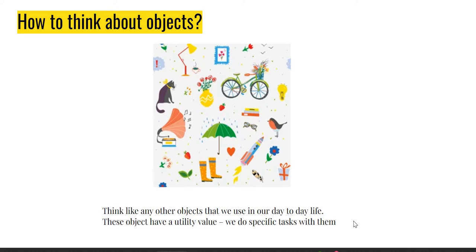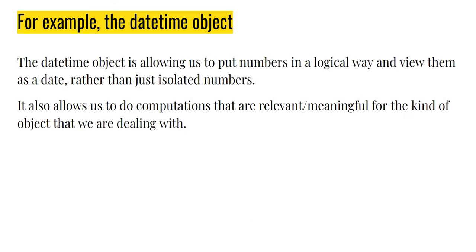In fact, this model also applies to the software world, to the world of programming. What we are doing is creating objects which mimic these objects and which do a specific functionality for us. For example, let's say we talk about the datetime object. This allows us to put numbers in a logical way and view them as a date rather than isolated numbers. So, for example, when I said 29th February 1977, now 29, 2, and 1977 are not being viewed as isolated numbers, but in fact as a date. And this guy tells me immediately, look, this is not even a valid date. So, because of this object, we can do some computations that are meaningful or relevant with respect to the kind of object that we are dealing with.